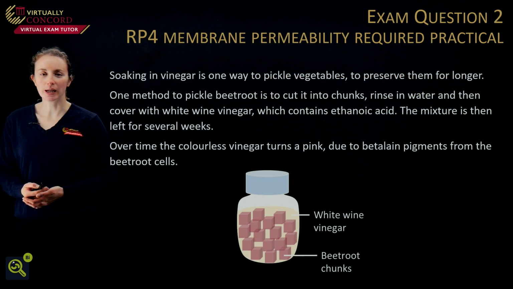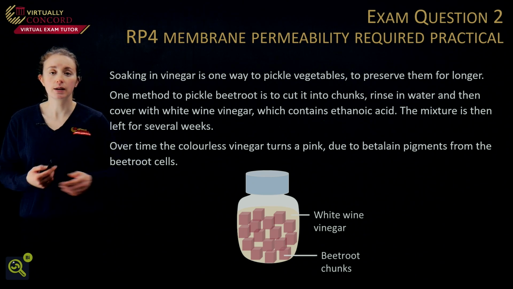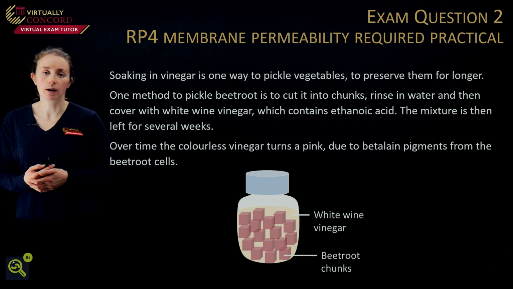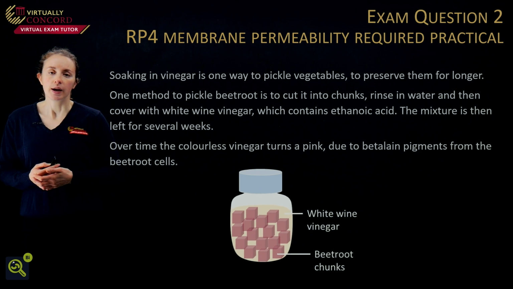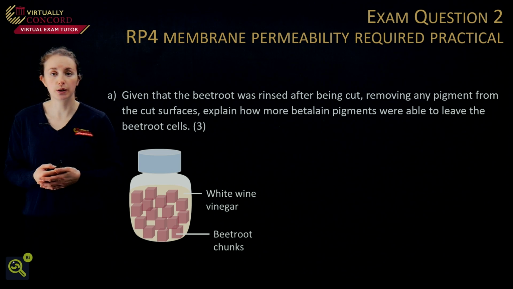Our second question relates to Required Practical 4, which is the membrane permeability practical. And in this case, we have beetroot chunks soaked in vinegar or ethanoic acid, and over time a pink colour has emerged. And the first part of the question asks you to explain why that pink colour has emerged, particularly given that the beetroot has already been rinsed.